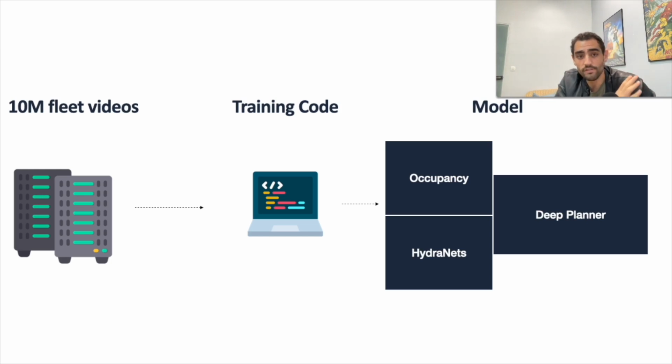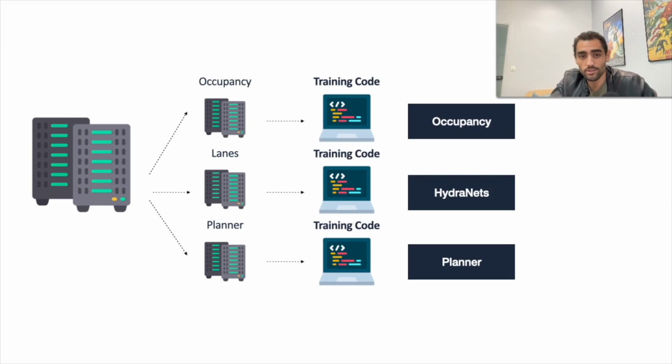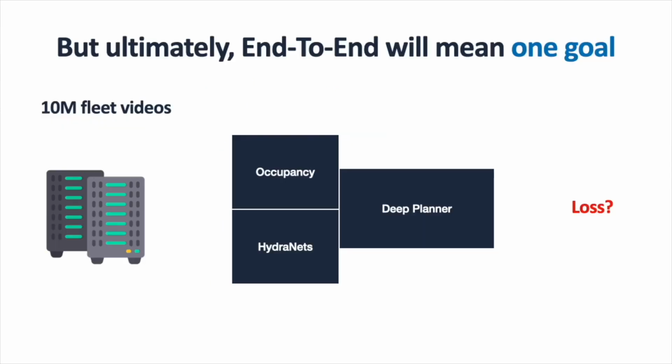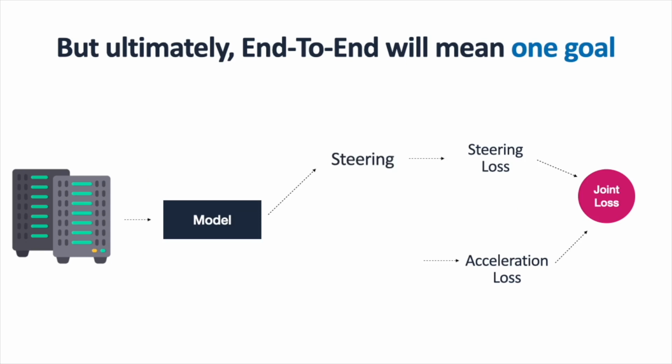So now we have 10 million fed videos, some training code, and a model like that. We can also have some subsamples, as I said, where we train some parts separately. We visualize and verify that they are correct, that the occupancy is working as we expected, as it was in 2022. Just that now, from there, we're going to train with a common loss function. If we have this model, it's going to generate steering and acceleration, and that's going to give us a steering loss and an acceleration loss. These two are going to be combined into a joint loss.